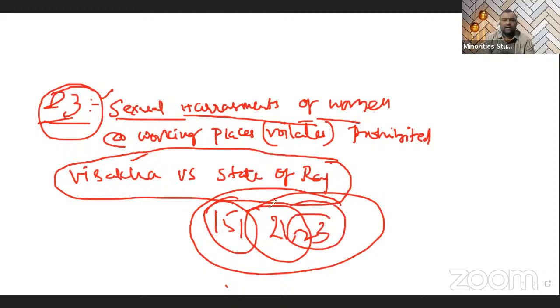A lot of times in the examination, they ask one question: sexual harassment of women at working places is prohibited, according to which article? It violates Article 23. The government of India in the year 2013 also enacted one law. If anybody harasses a woman at working places, it will be punishable. It will be cognizable, non-bailable, and punishable. So this is what Article 23 talks about.